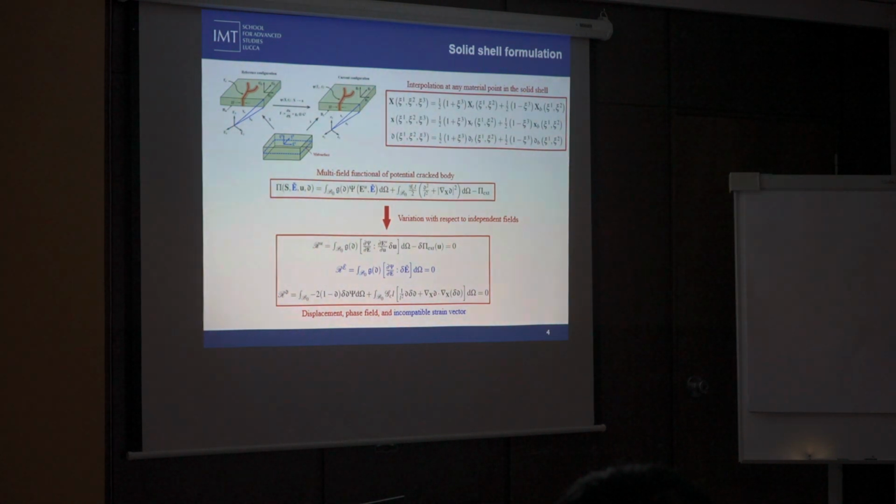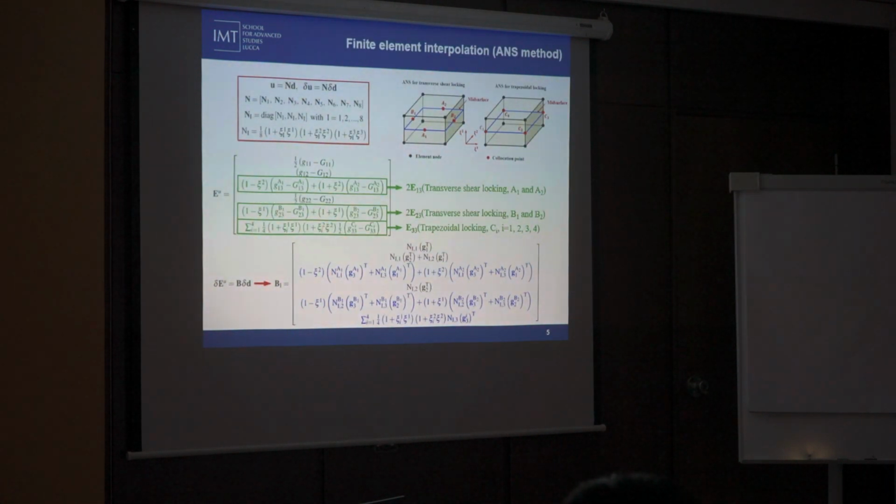Starting from the multi-field functional of the potential cracked body, if we take the derivative with respect to the independent fields, we can get the first variation here with respect to displacement, phase field, and incompatible strain vector. To alleviate volumetric locking and thickness locking, the enhanced assumed strain method is adopted in the shell formulation. So another independent field, which is the incompatible strain field, is introduced other than the displacement and the phase field. See the first equation here.